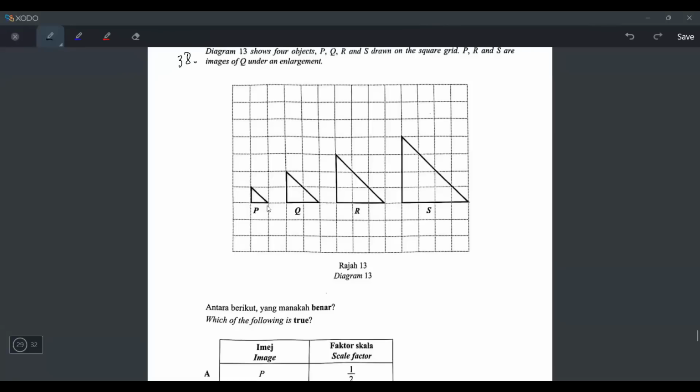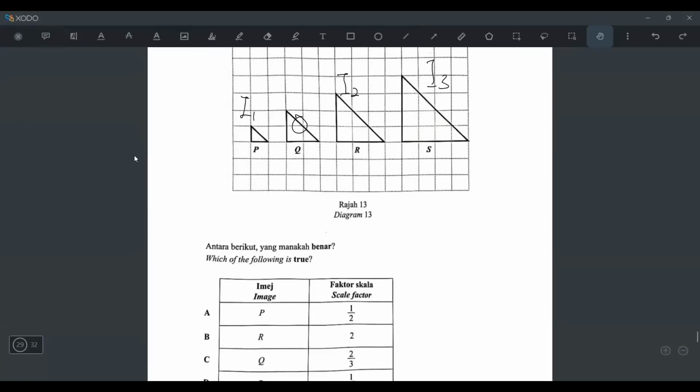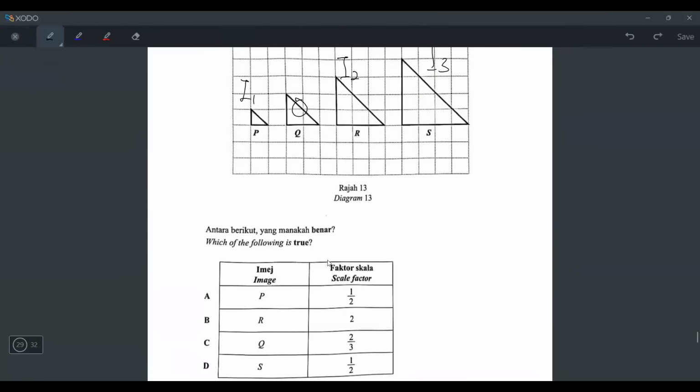Diagram 13 shows 4 objects PQRS. I can see it. They are all triangles, right angle triangles, drawn on a square grid. P, R and S are images of Q under enlargement. So Q is the object, because they say PRS is the image. So this is image number 1, this is image number 2, this is image number 3. They ask which of the following is true. Answer A says, if the image is P, the scale factor is 1 over 2. Is this true or false? Okay, I will scroll down and see what the other answers are.